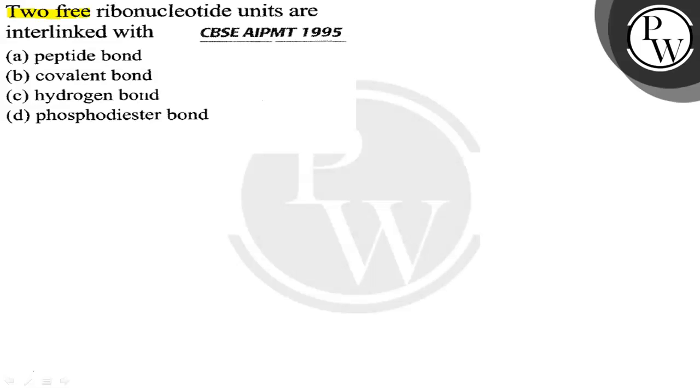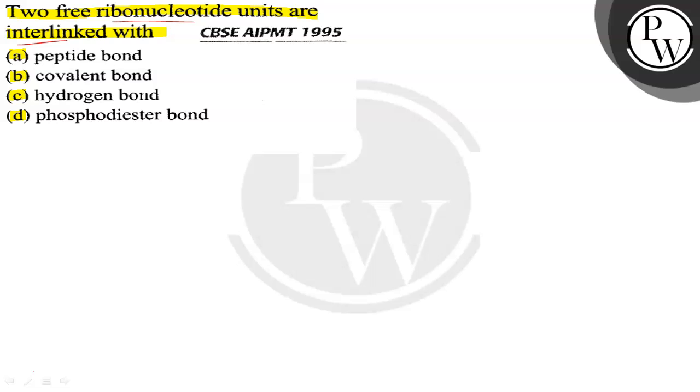Two free ribonucleotide units are interlinked with options: A, peptide bond; B, covalent bond; C, hydrogen bond; D, phosphodiester bond. So here they have asked us through which one the ribonucleotides are interlinked with each other.